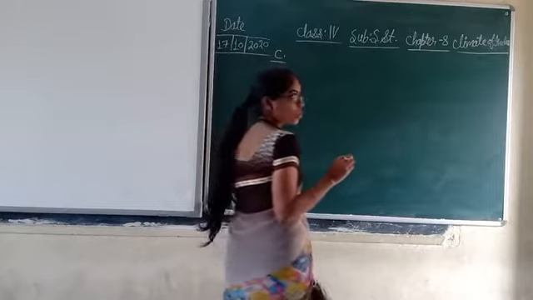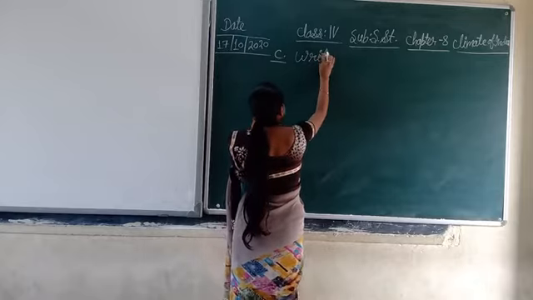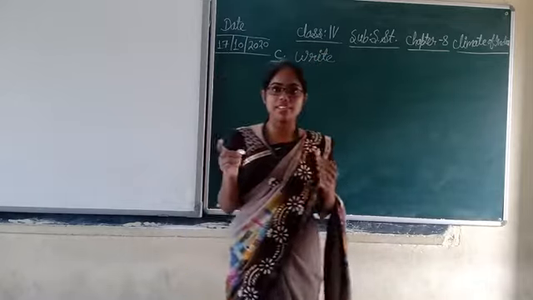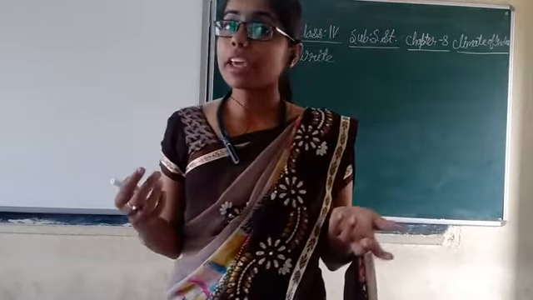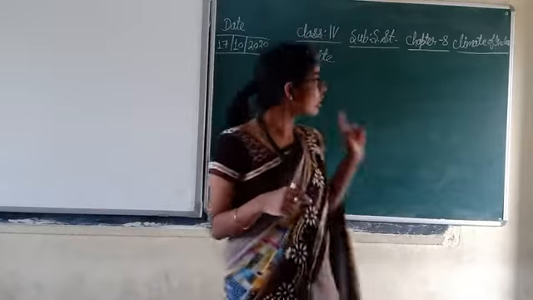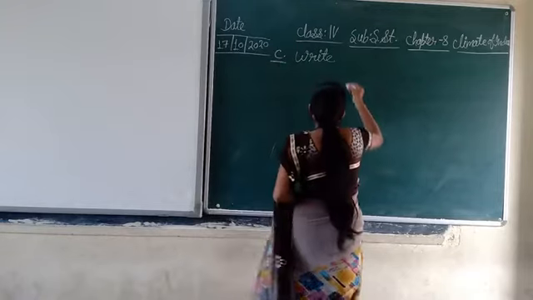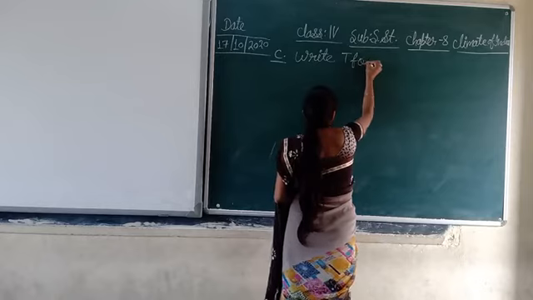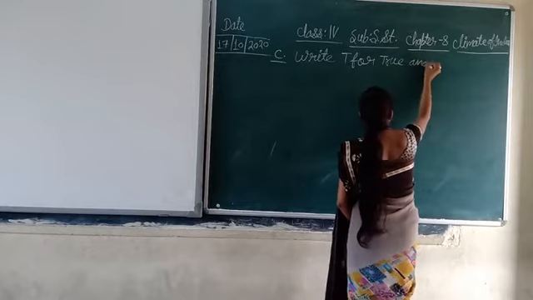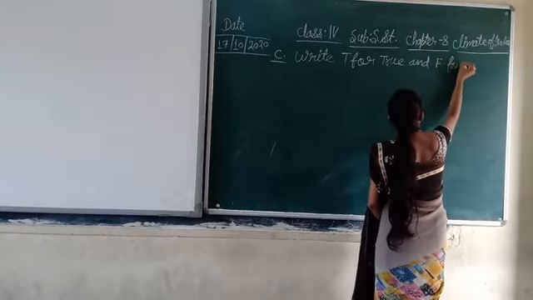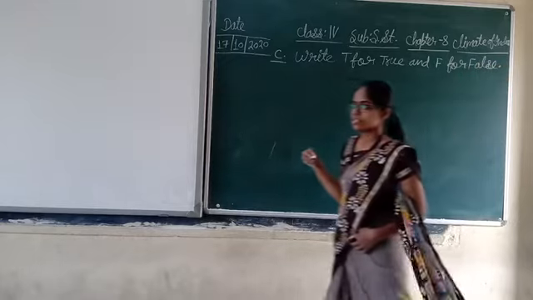Exercise C is true or false. I will write the question because you will understand in a better way if I write and make you understand. Just directly writing the answer, you will copy it but you will not understand. For a better understanding, we are writing the question and answer both. Write T for true and F for false.